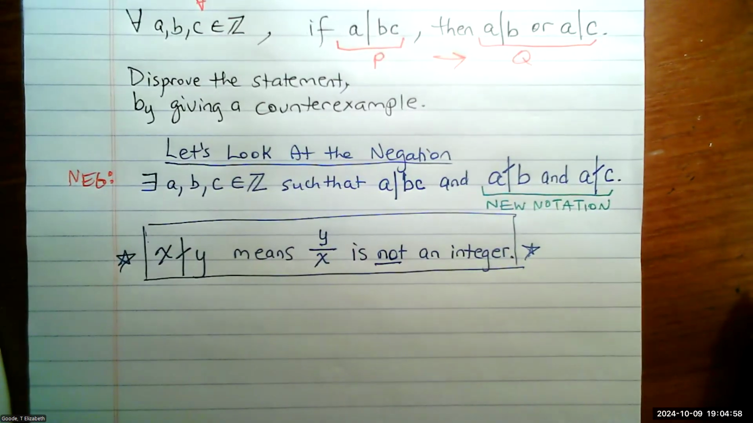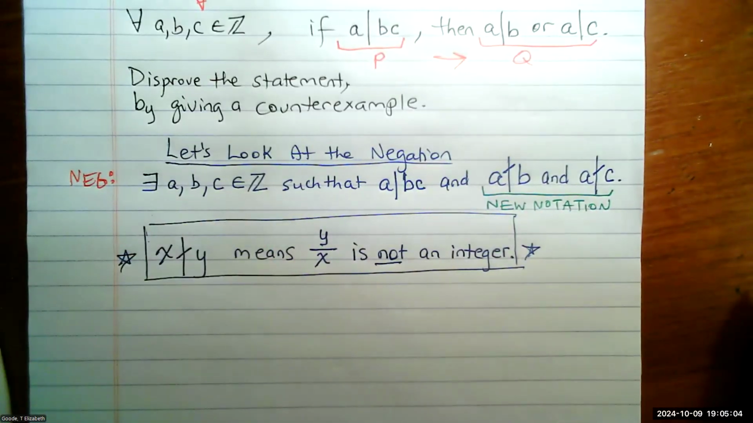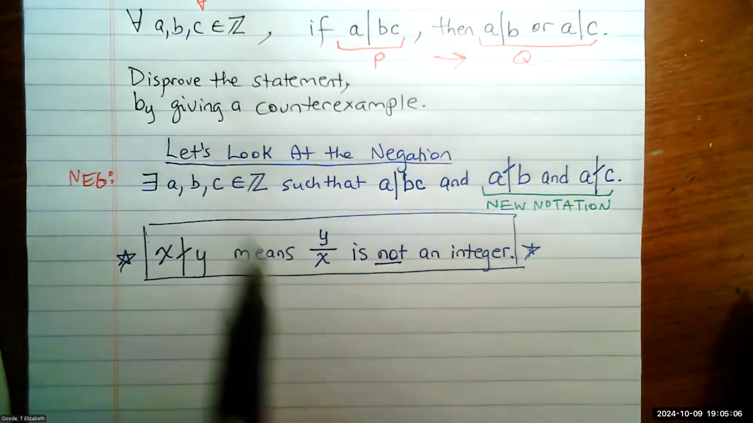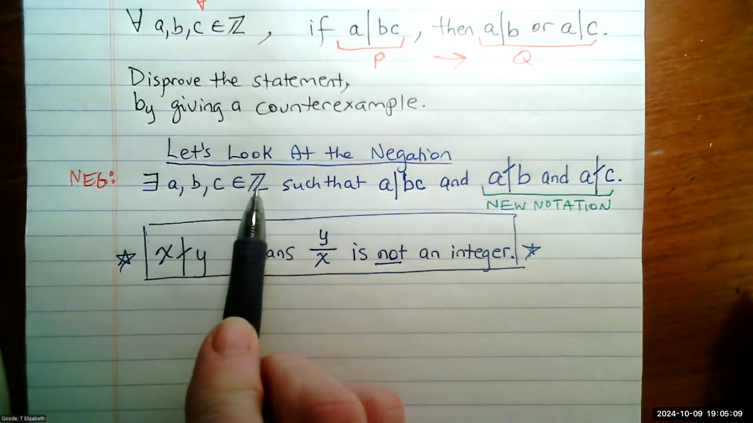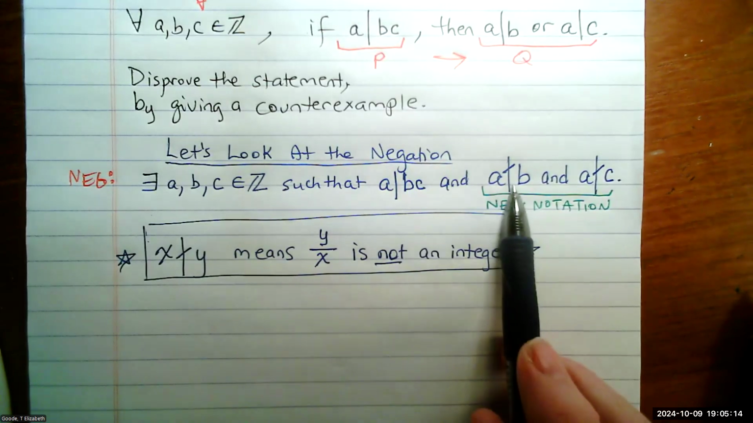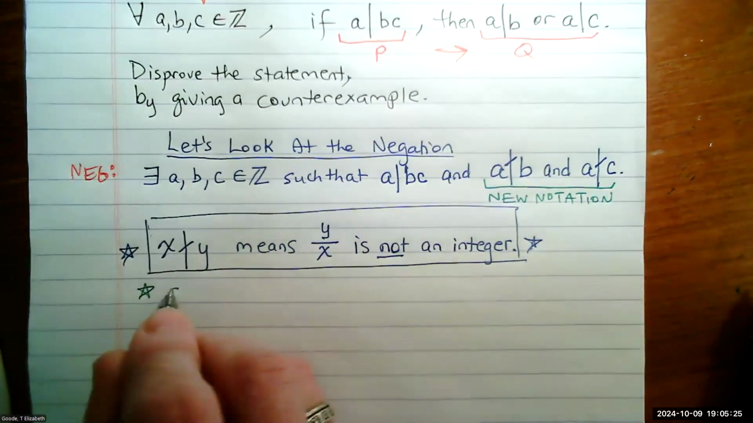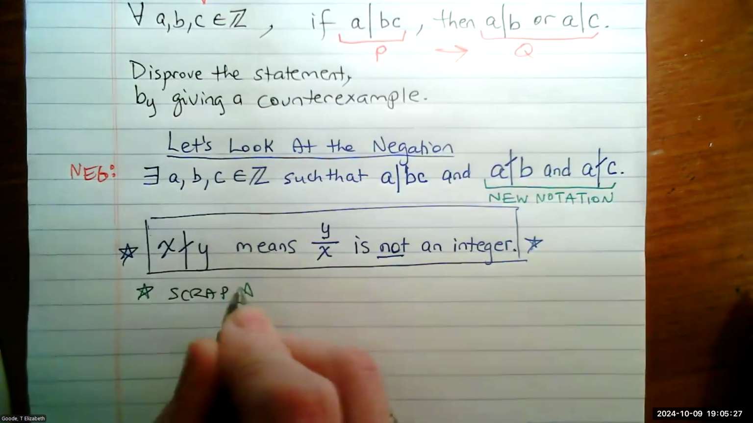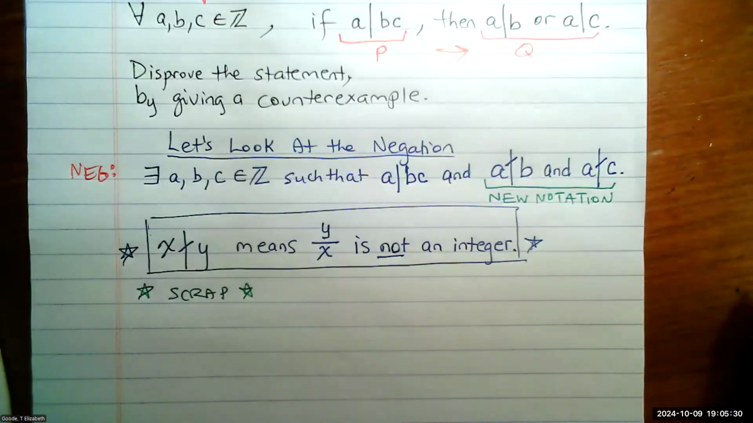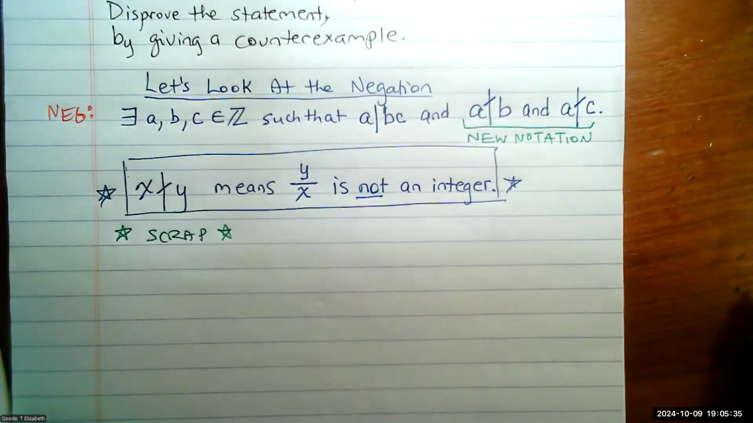So we're going to do some scrap work because we're going to try to prove this negation, and it's an existence statement. And we need to cook up some examples, or at least an example of an A and a B and a C that are integers. And A is going to have to divide BC, but A cannot divide B and A cannot divide C. So listen, the usual suggestion when you're looking for a counterexample is keep it simple. Don't go off the deep end with really big numbers, right?